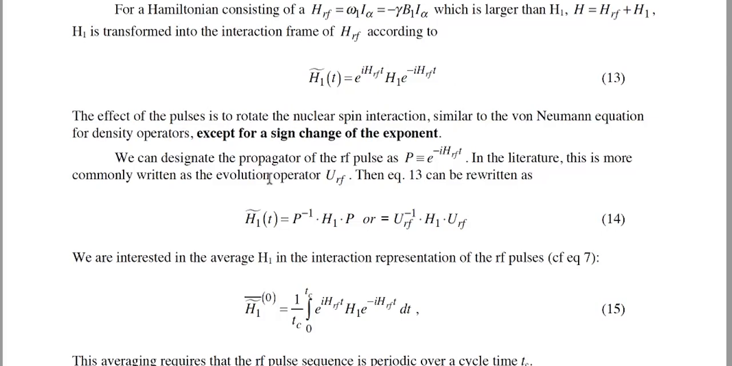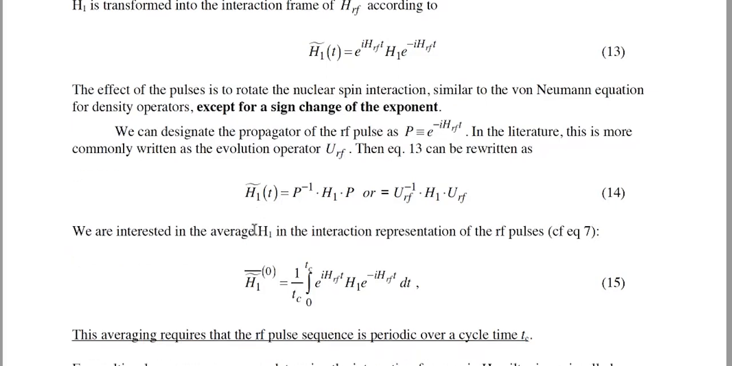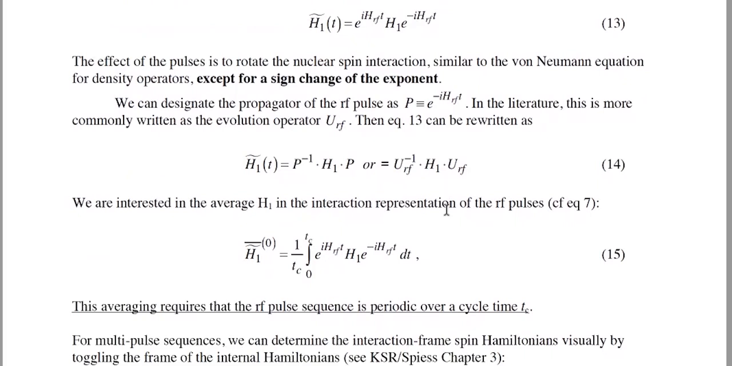All right, so we can designate the propagator of the RF pulse. Okay, this is just notation. In some textbooks, you see that the RF pulse propagator is written as P, defined as e to the minus i H RF t. And more common notation is to write propagator U, subscript RF. Whichever notation you use, it recasts equation 13 as H1 tilde of t equals, if you use P, P to the minus 1 H1 P. Don't worry about the notations too much. Just keep track of the concept.